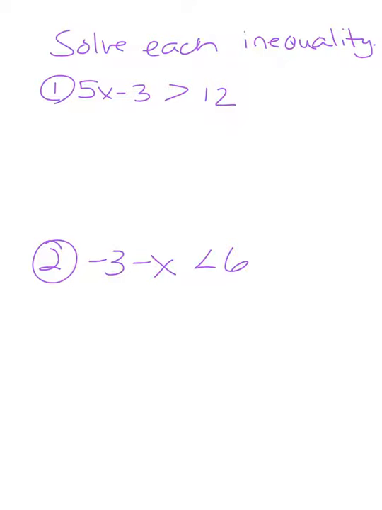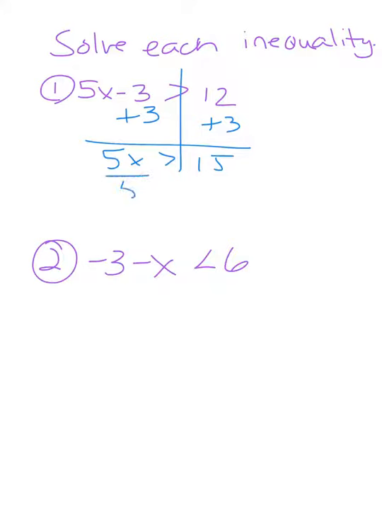In number 1, here's my wall right at the inequality symbol. I have 5x minus 3 is greater than 12. I need to isolate my variable. So I'm going to add 3, the opposite operation there, and I have 5x is greater than 15. And then I need to get that x by itself. So I have 5 times x. Opposite operation is division. So my final answer there is x is greater than 3.